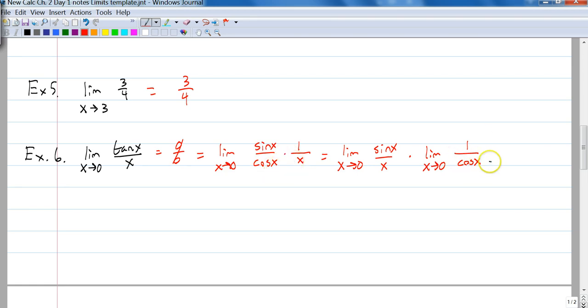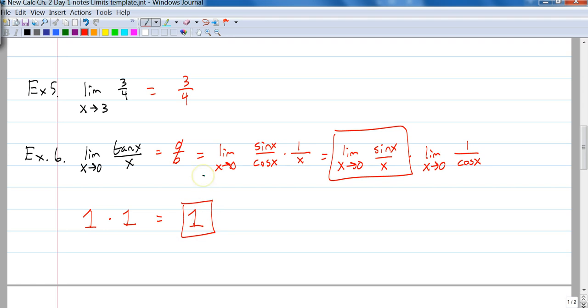And now I can actually evaluate, because what I have here is this value that we know is 1 because of what we explored at the beginning of class. And then if you plug in 0 into this new piece, the cosine at 0 degrees or 0 radians is also 1. So we get a 1 here. Okay? So we would get that the value is 1.